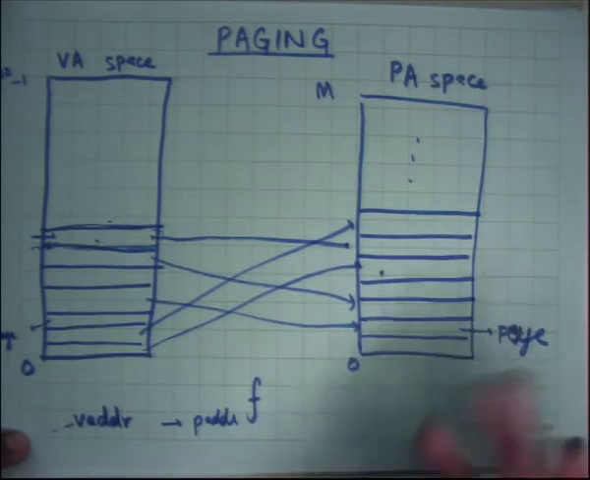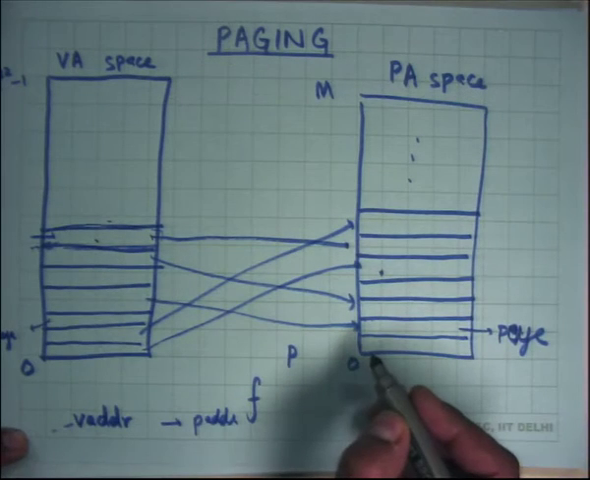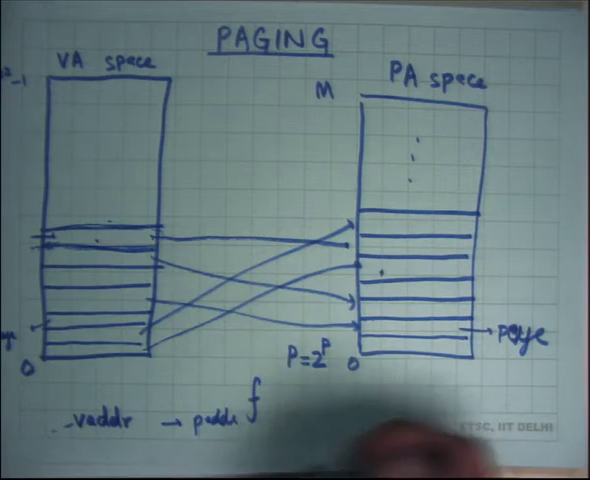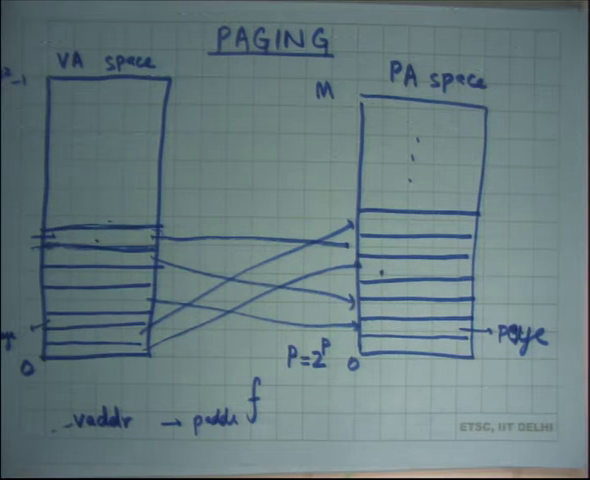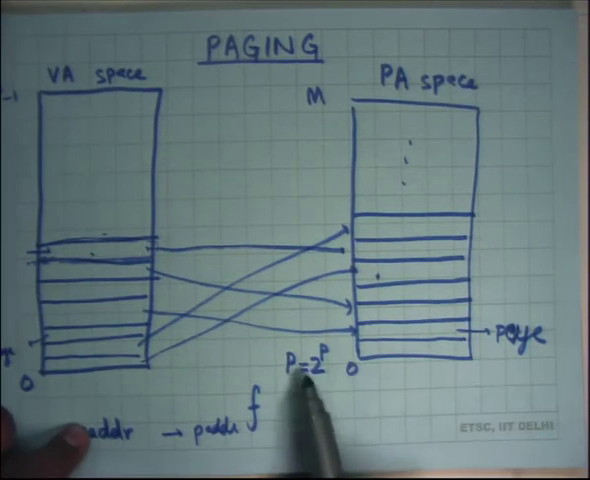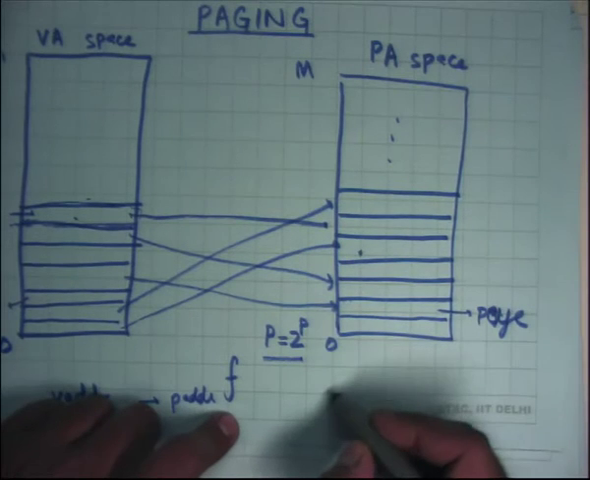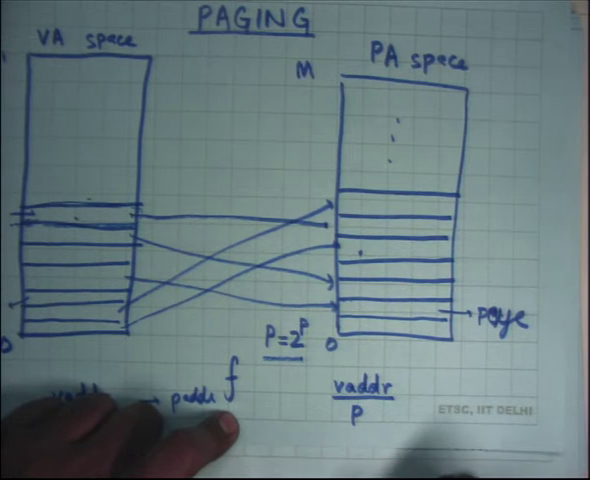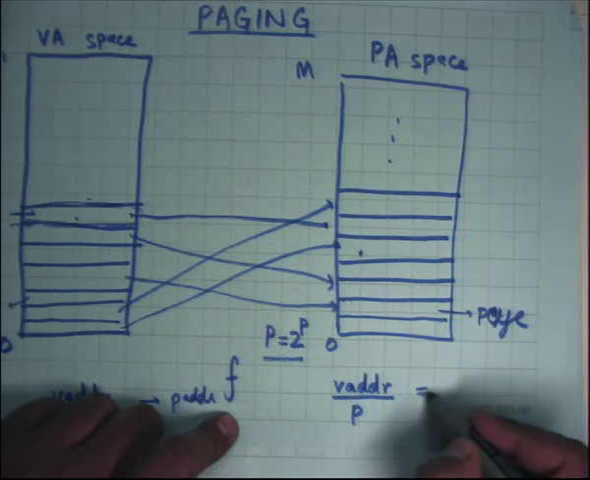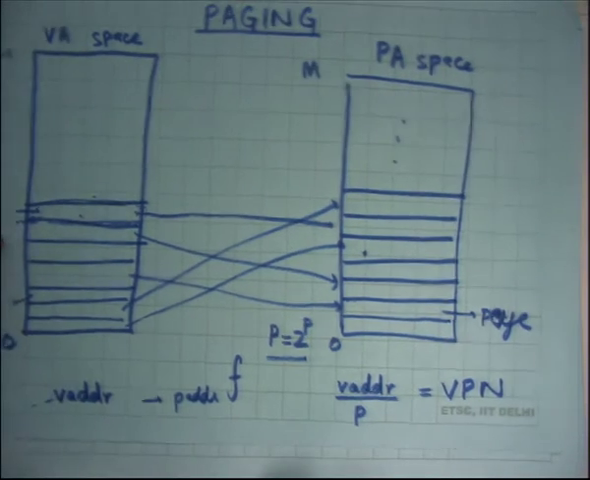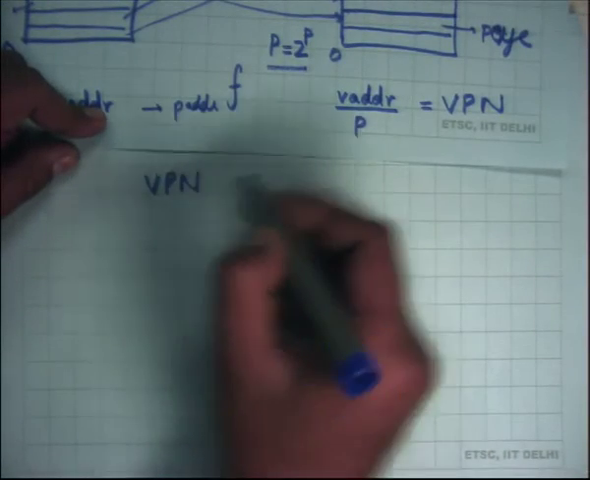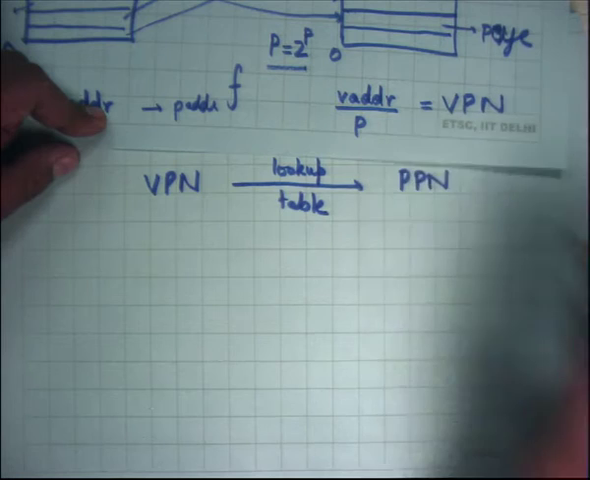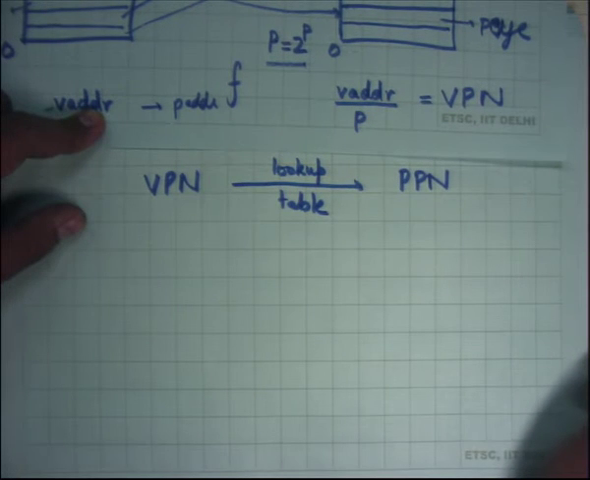Okay. So what's the nature of this translation? Well, let's say the page size was P, and P was equal to 2 to the power small p. So let's say P was some power of 2, just to make things simple, because we are working on a binary machine where bits are binary. If I want to convert V adder to P adder, I'm going to say V adder divided by capital P, that's going to give me my page number in virtual space. I'm going to call this the virtual page number, VPN. And I'm going to look up a table to convert VPN to PPN. Okay, that's a physical page number.